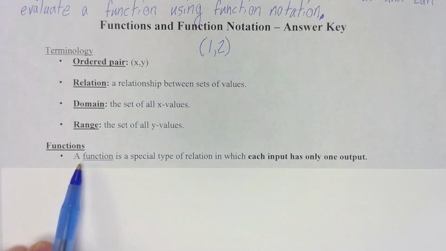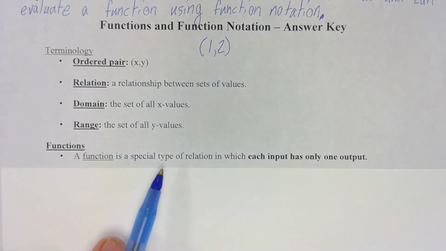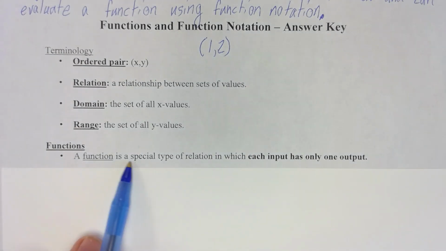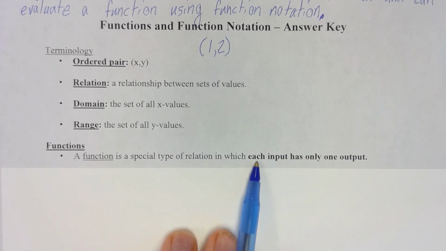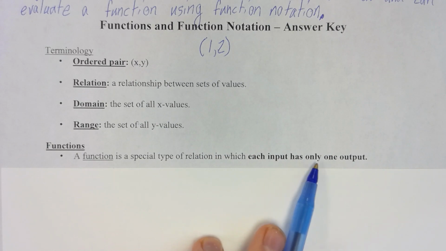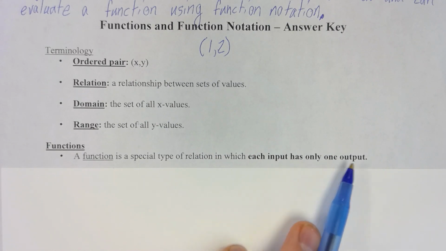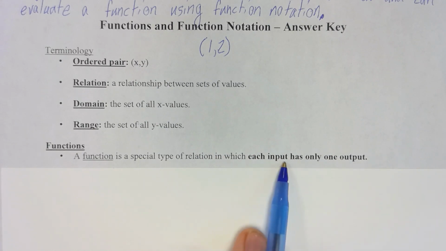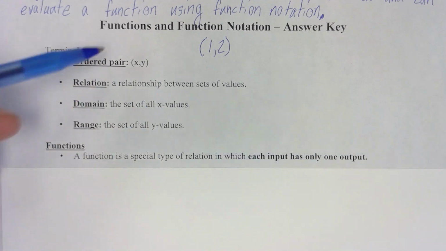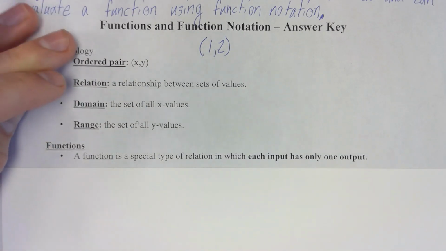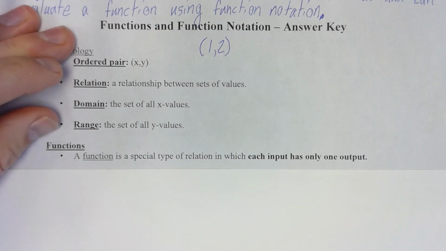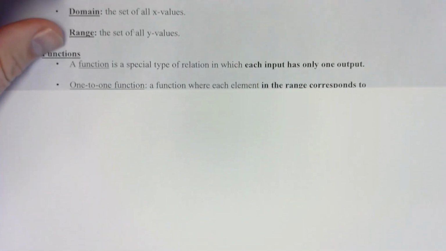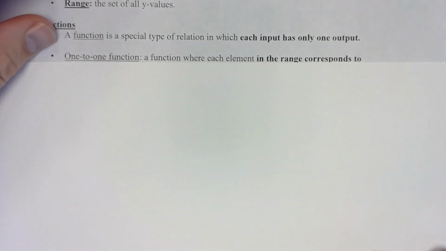Finally, a function is a special type of relationship in which, you're writing this down, each input has only one output. Each input has only one output. If you need to pause to get all this stuff down, please do. A function is a special type of relation in which each input has only one output.